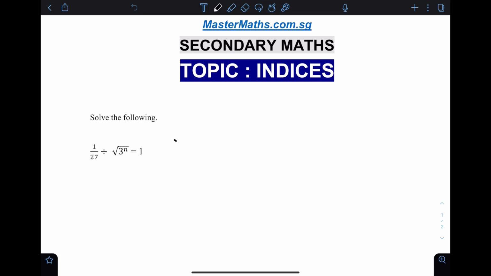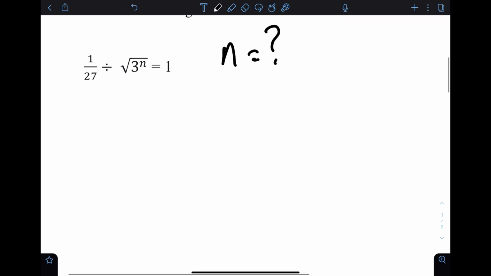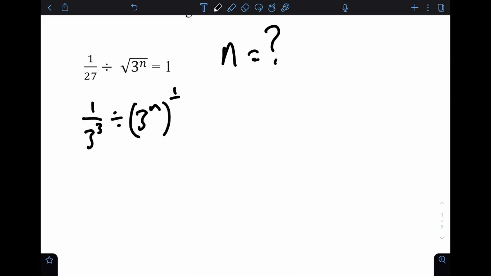Solve the following, meaning you need to find the value of n in this case. What we notice is 27 and 3 are both powers of base 3. 27, for example, can be rewritten as 3 cubed. And 3 to the power n is there. Square root means there is a power of half there. And everything is equal to 1.